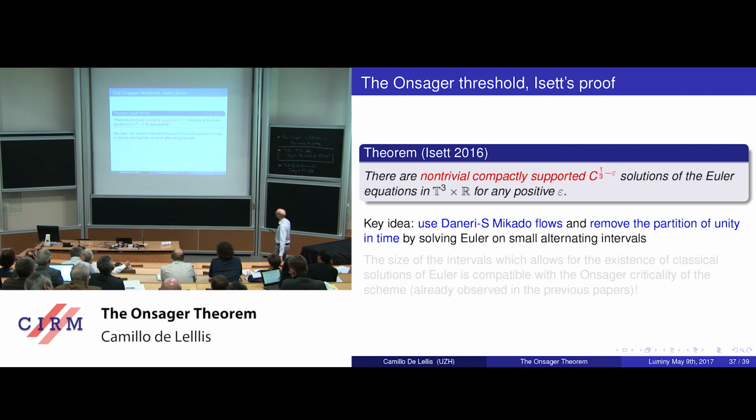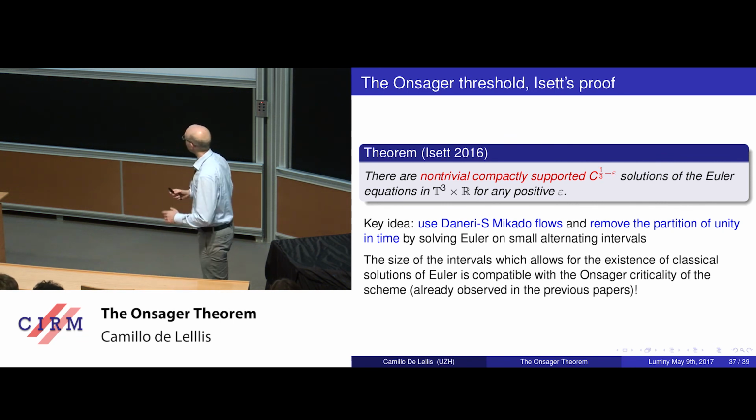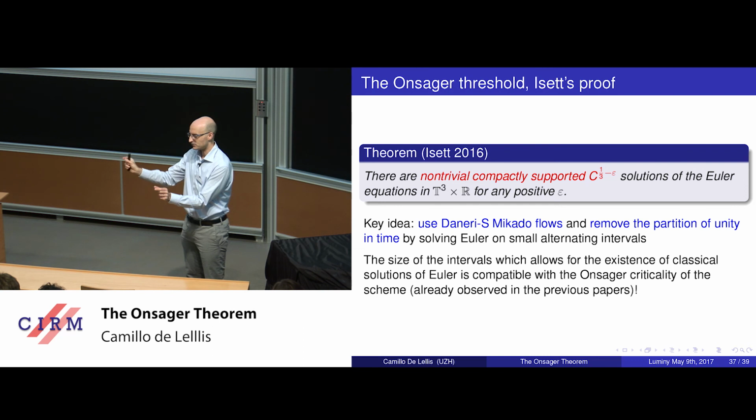So what is he doing? He's using the Daneri-Székelyhidi idea, and then is able to remove this partition of unity in time, which I told you was creating a lot of problems. How does he do that? He does it by, in a first step, making the error compactly supported in small separate stripes of time. Then he can implement the modification in each separate stripe of time.